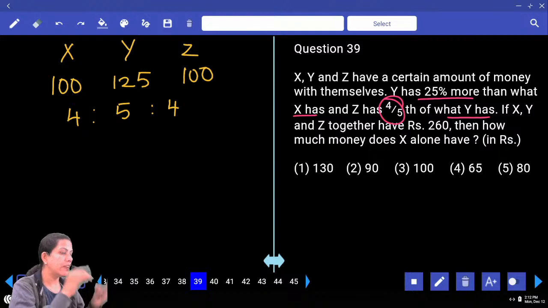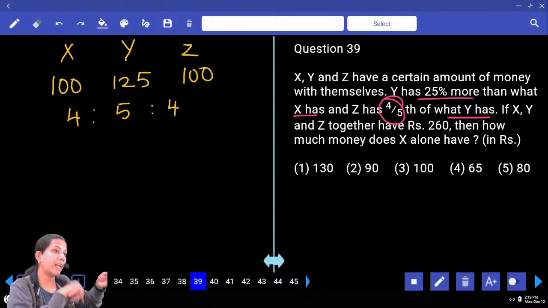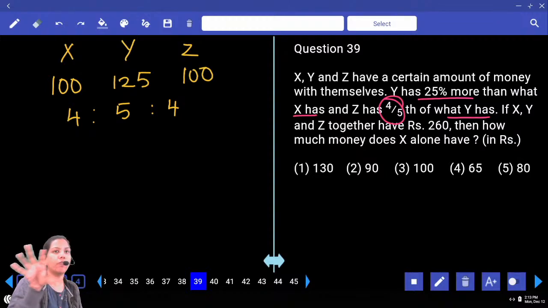Is it understood? First statement, there are 3 numbers X, Y, Z. Second statement, Y is 25% more compared to X. Third statement, Z is 4/5 of Y. Z depends on Y and Y depends on X. To know Z, who should be known? Y. For Y, who is the origin? X is the origin. Complete data mostly in percentage. We assume X 100, Y 125, Z 100, ratio 4:5:4.